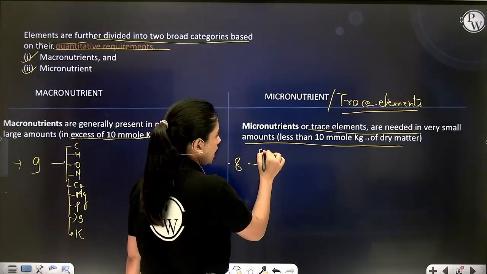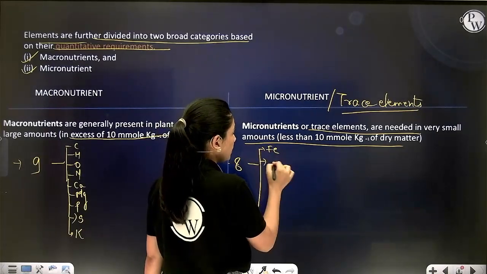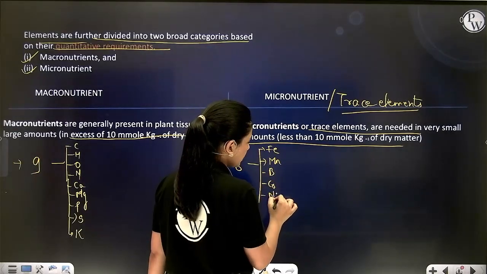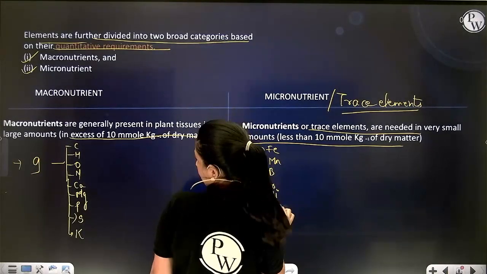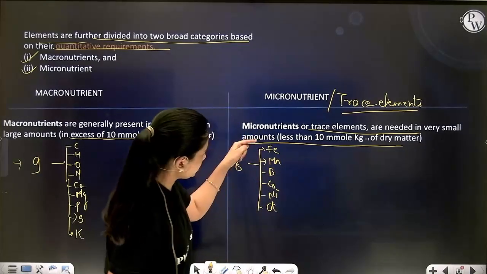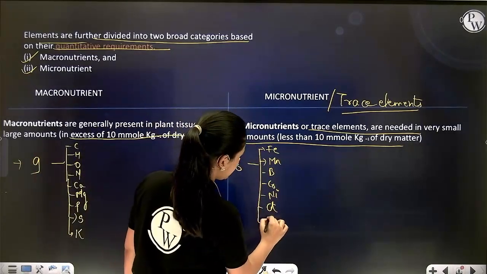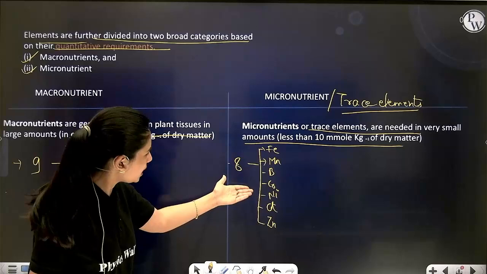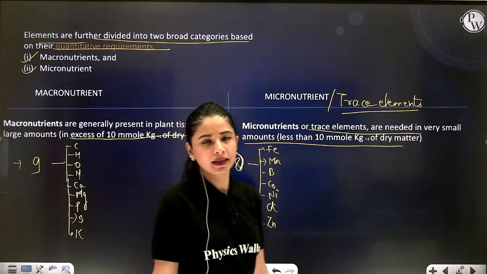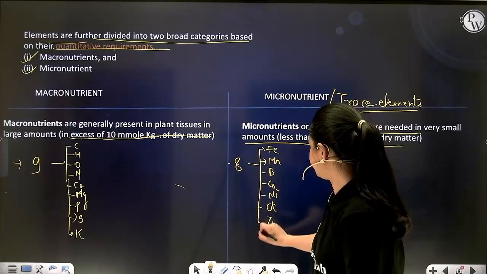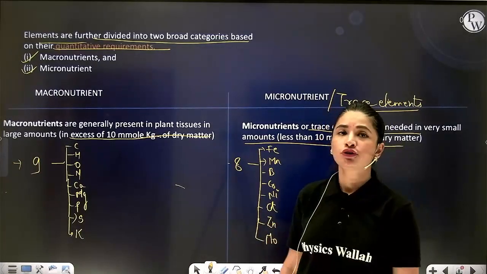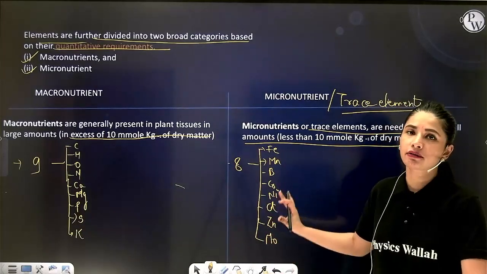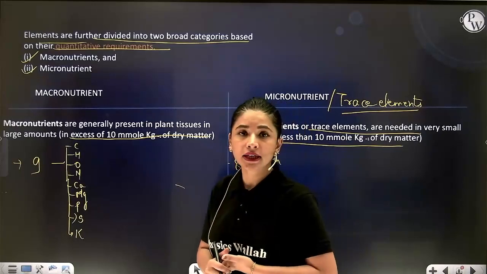And out of 17, 8 are micronutrients, which are iron, manganese, boron, cobalt, nickel, chlorine, zinc, and one more I hope, molybdenum. So these are the total 8 trace elements or micro elements which are required by the plant body.